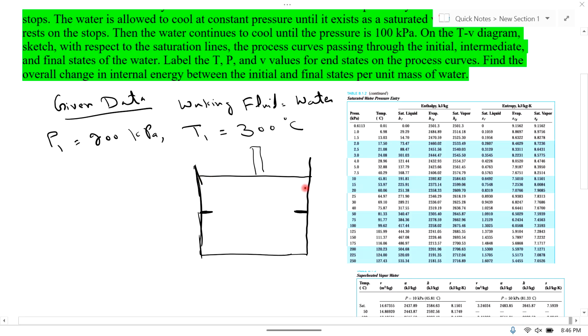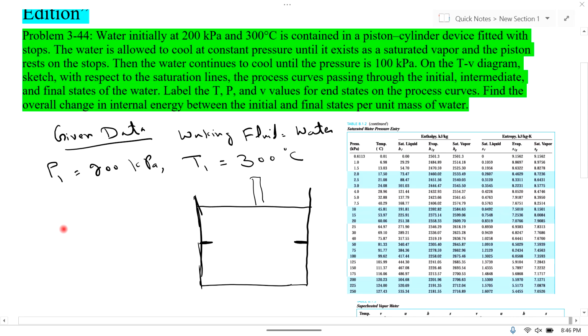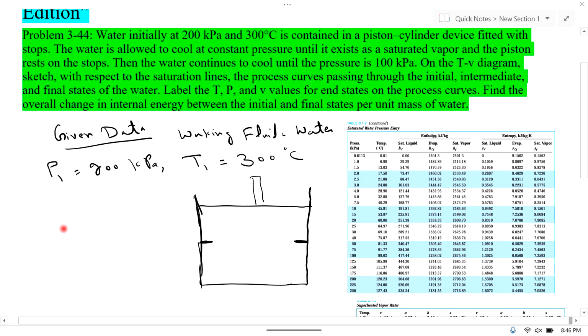This is the piston cylinder arrangement. Initial pressure and temperature are given to us, and here some stops are fixed. The water is allowed to cool at constant pressure. At constant pressure means P1 is equal to P2. In cooling, the piston will be compressed. The water is allowed to cool at constant pressure until it exists as a saturated vapor.